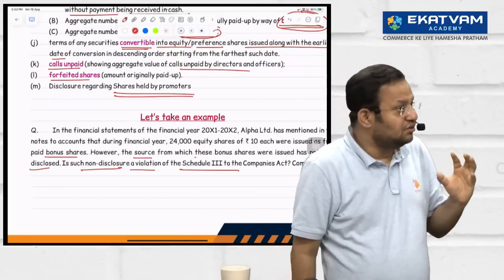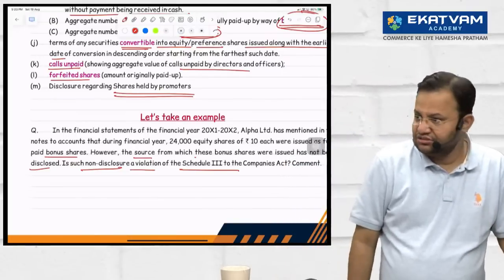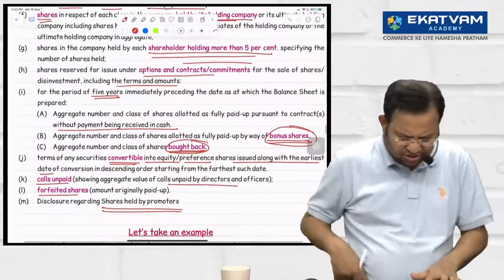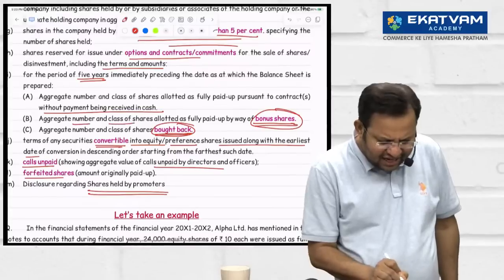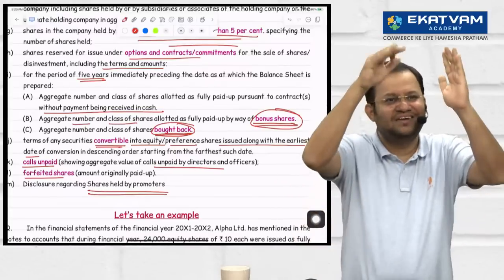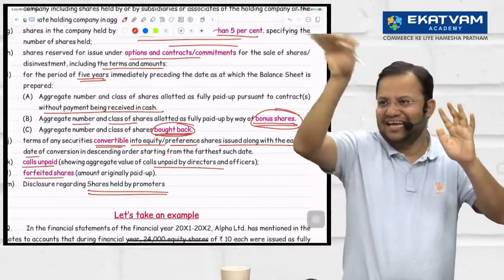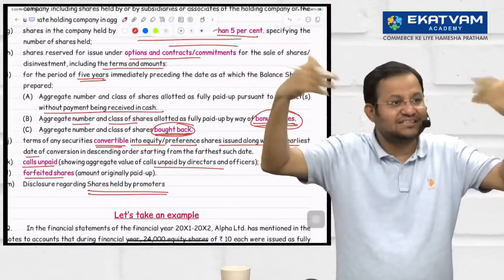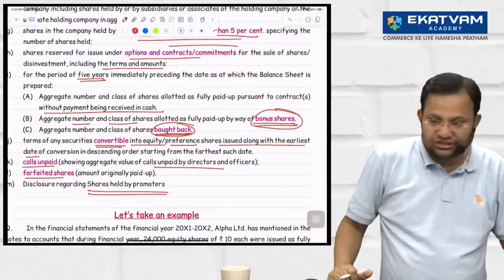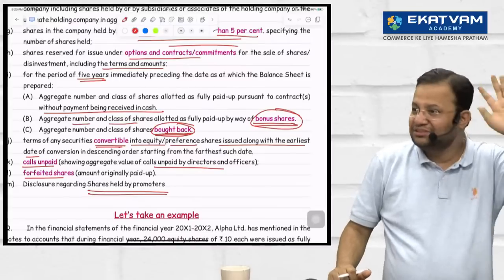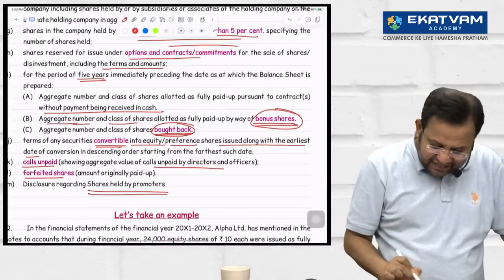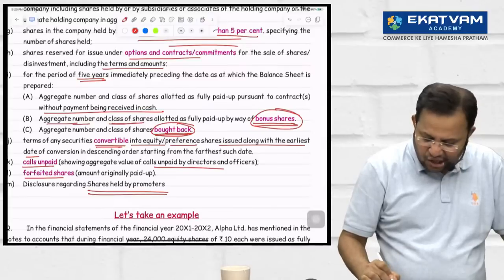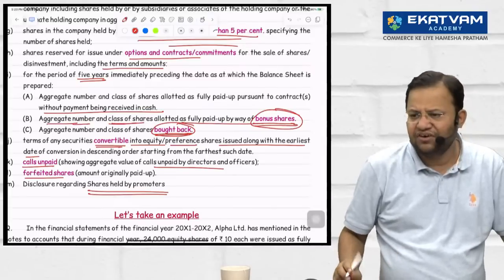Is non-disclosure a violation? Answer is no. Why? What did Schedule 3 say? You have to just say the aggregate number and the class of shares. Class means you can have different classes of shares: Class A, Class B, Class C. Every class has different rules, different price, different terms and conditions. Schedule 3 simply says aggregate number and class of shares allotted as fully paid by way of a bonus.